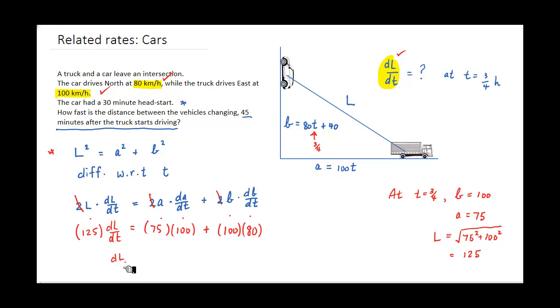Solving for dL/dt, you end up getting an answer of approximately 124 kilometers per hour. So therefore, the distance between the vehicles at the 45-minute mark is increasing at the rate of change of 124 kilometers per hour.